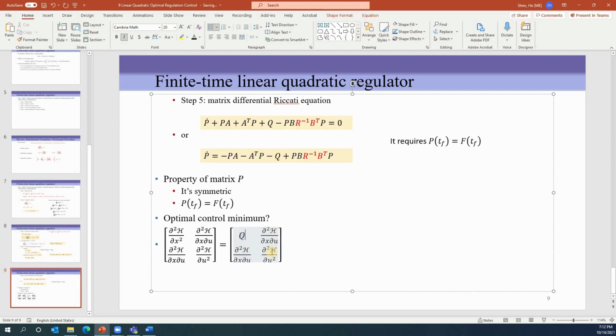And how about partial H partial u squared, which is R? And what is the partial H partial x then partial u? If you take a partial derivative with respect to u first, that is not a function of x. This term is 0. Because Q and R are positive definite, it implies this matrix is positive definite. It implies that we are going to have a minimum.